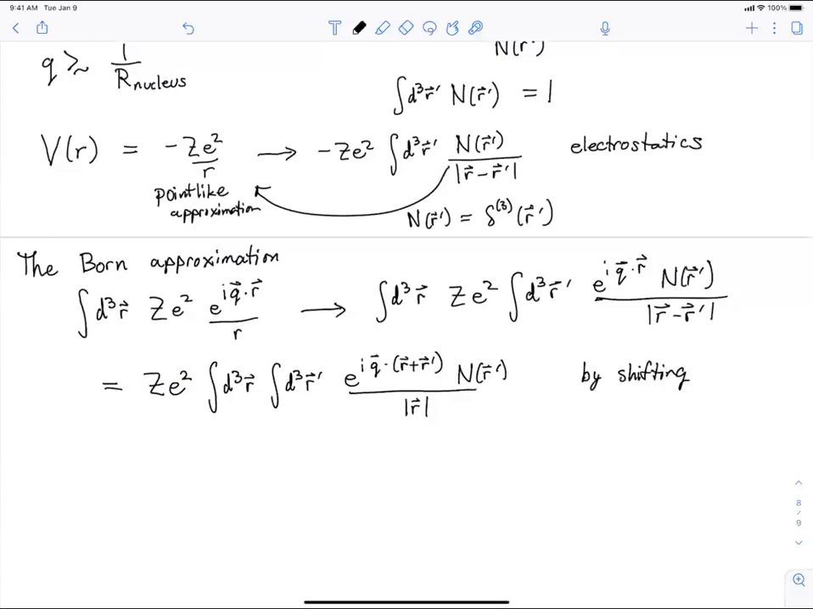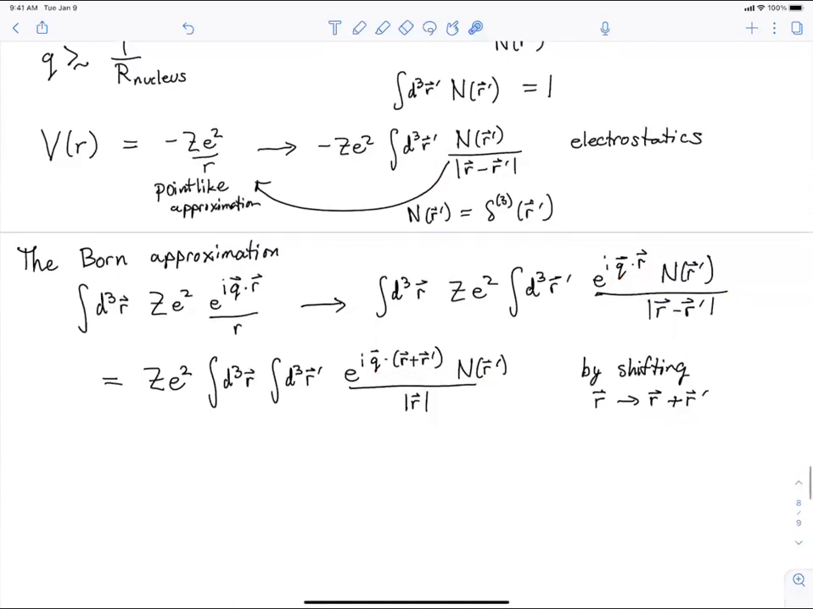So I shifted from r to r plus r prime, right? The reason for doing that is now the denominator just gets turned into 1 over r, which, by the way, I can now pull out of this integral because it doesn't depend on r prime anymore. I'm not shifting r prime, so this didn't change. And then the exponent changed according to this shift. Okay, so that's just a neat little trick. And now we can rewrite things like this.